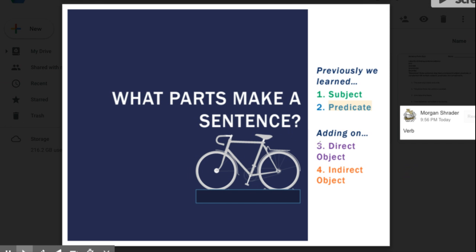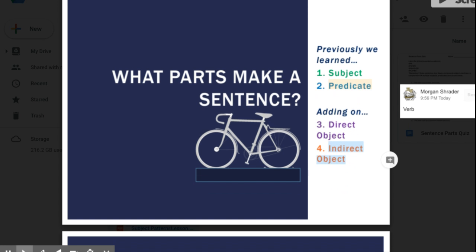All right, we're also going to talk about number 3, the direct object. All right, and that is going to be another piece we'll talk about. And number 4 in your notes, indirect object. So the first 4 blanks are the 4 pieces we're going to start talking about today. All right, we're going to move on to the next number 1.